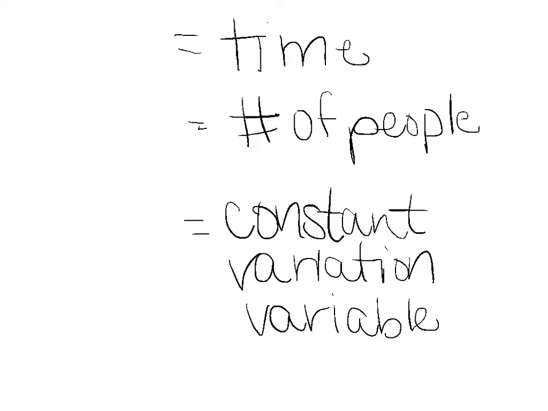Now we must designate each of our variables. X will be the time that it takes to do the job, y will be the number of people working, and k will be the constant variation variable. Next, let's substitute in our numbers from the problem for the variables. So we have x equals 10, y equals 6, and we need to solve for k.